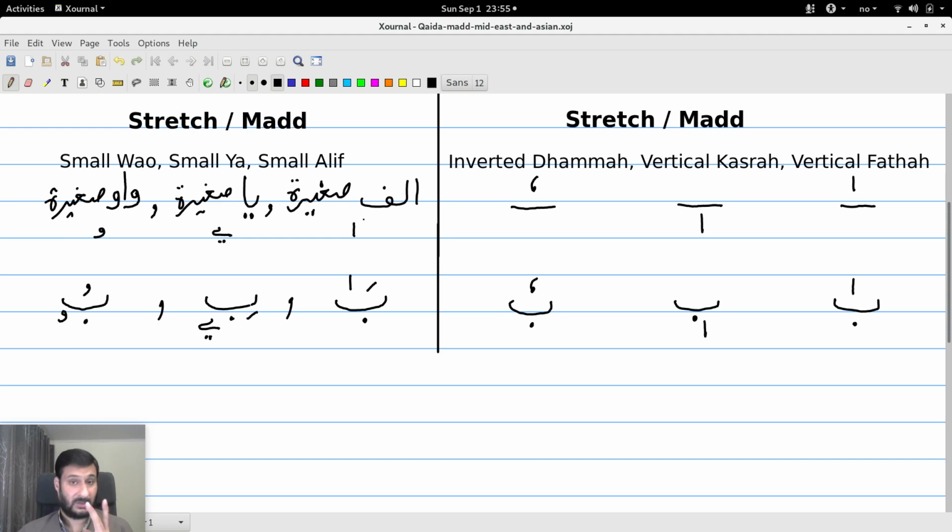And there are two ways, even in the Middle Eastern way of writing, but we will come to that later. The first main difference is actually between Middle East and Asian styles. So in Middle East, what comes with the fatha to stretch the fatha is Alif Sagheera, or small alif, as I've written here.